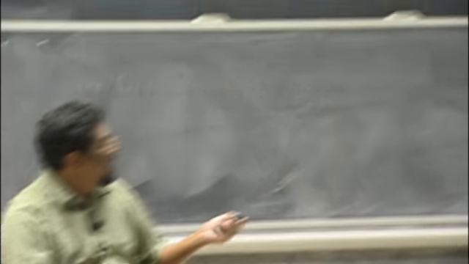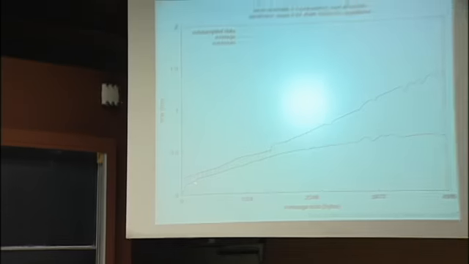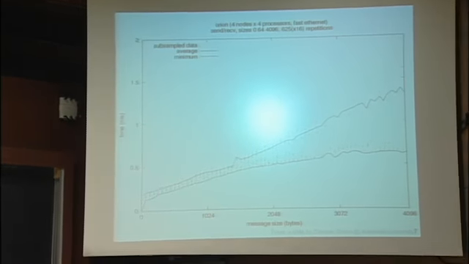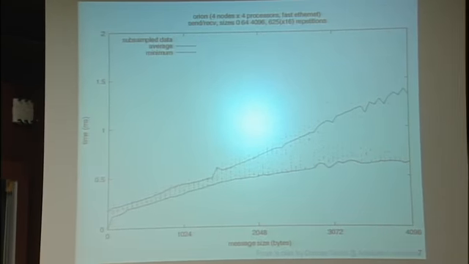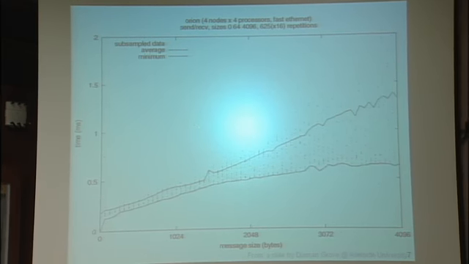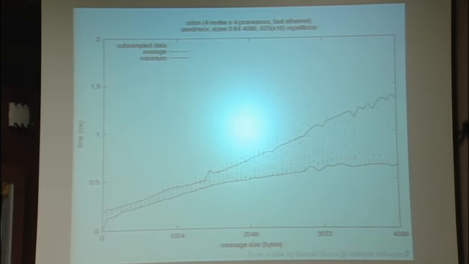This shows you what normally happens with messages. In shared memory, there's nothing called message size. You write a cache line, the cache line moves. And you can't keep changing the cache line size.